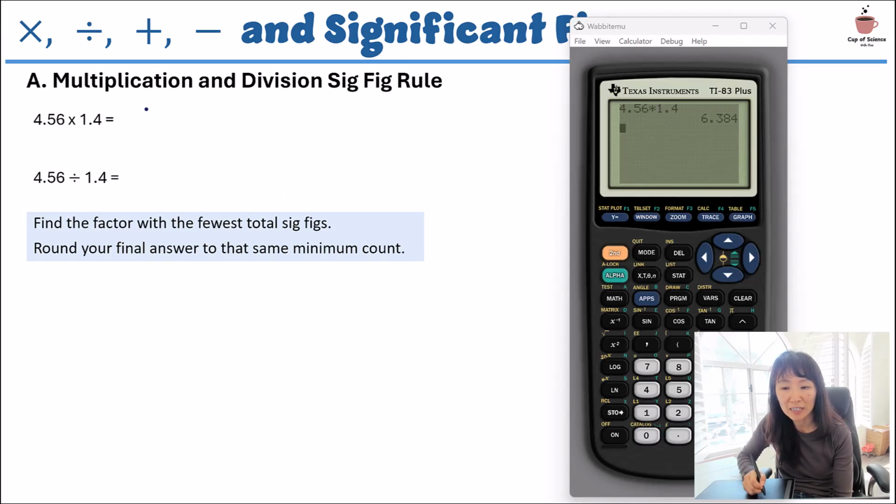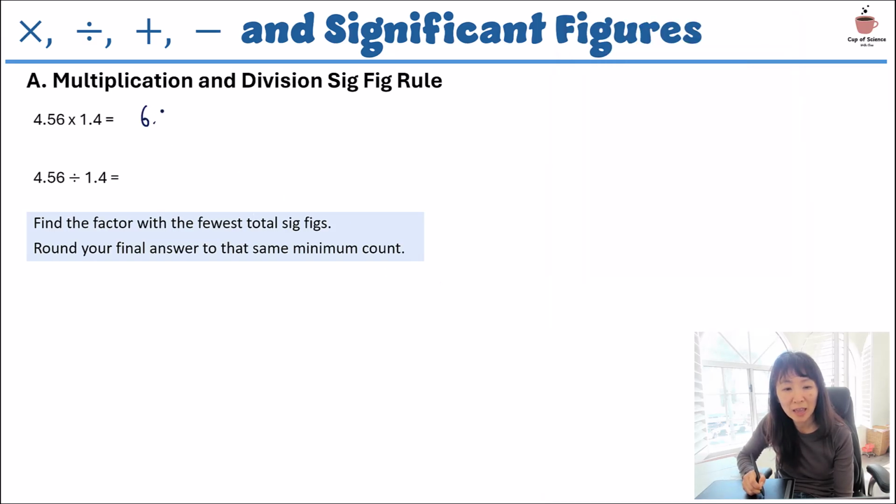Based on our calculator, 6.384 was reported. However, the actual answer with the correct amount of significant figures is 6.4. Why? If you look at these two factors over here, you're going to pick the one with the lowest significant figure.